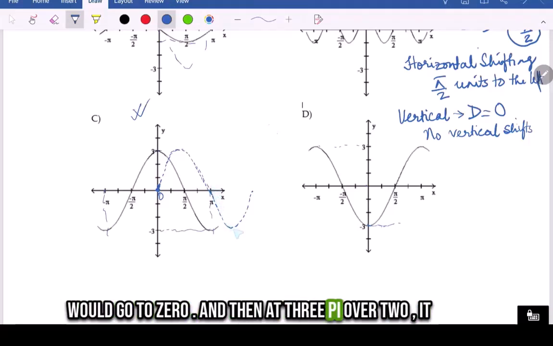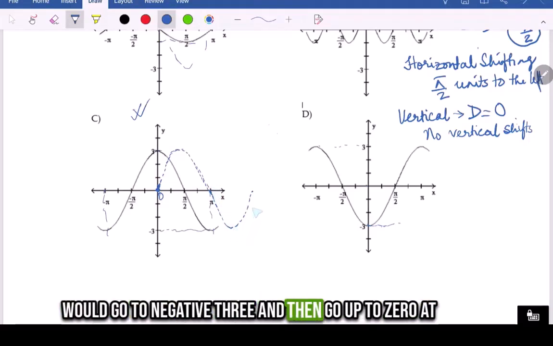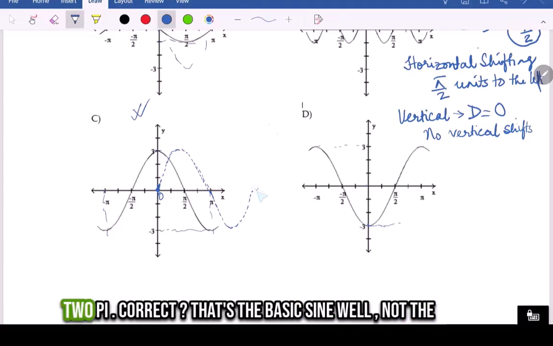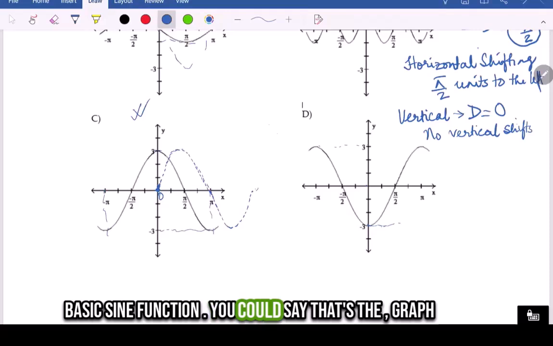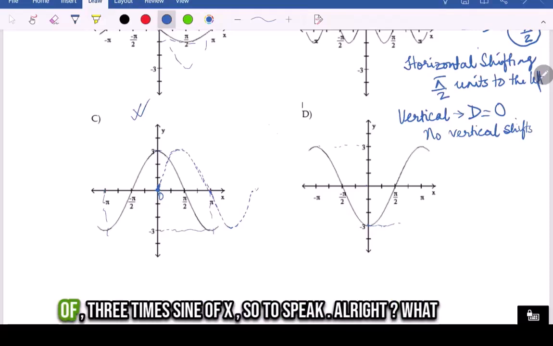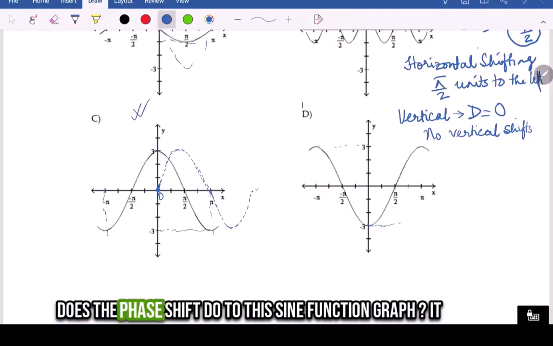And then at 3 pi over 2, it would go to -3 and then go up to 0 at 2 pi. Correct? That's the basic sine. Well, not the basic sine function. You could say that's the graph of 3 times sine of x, so to speak. All right? What does the phase shift do to this sine function graph?